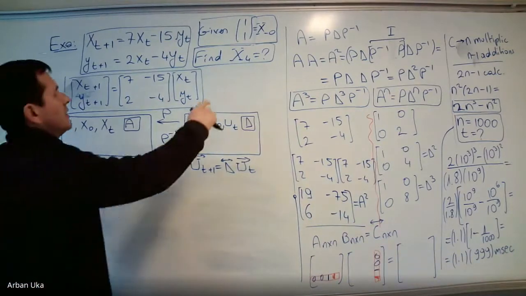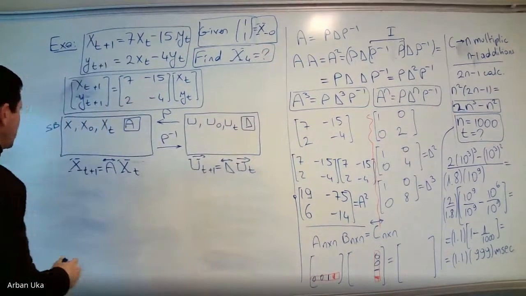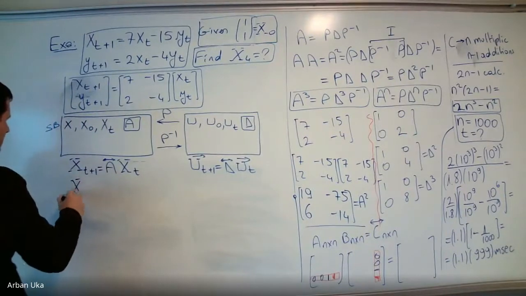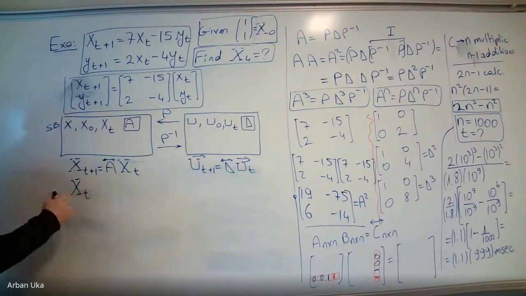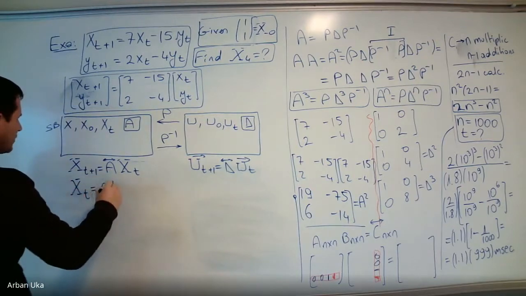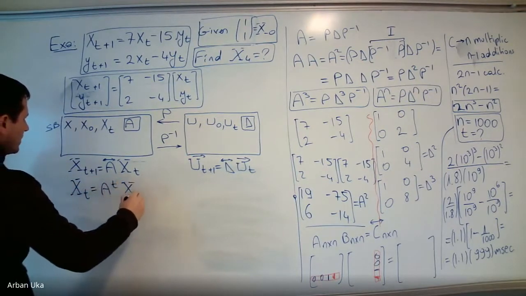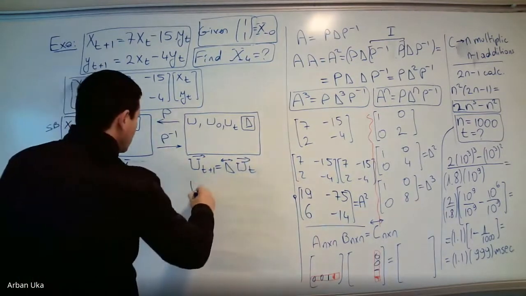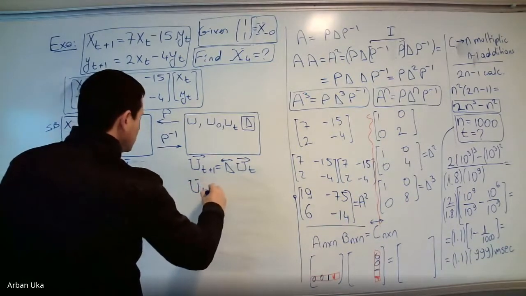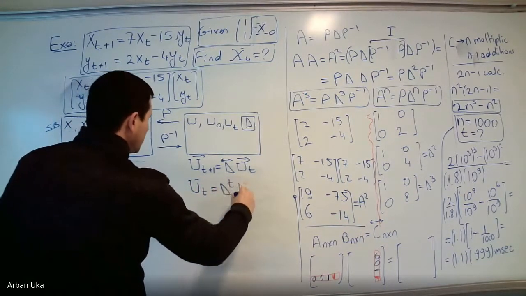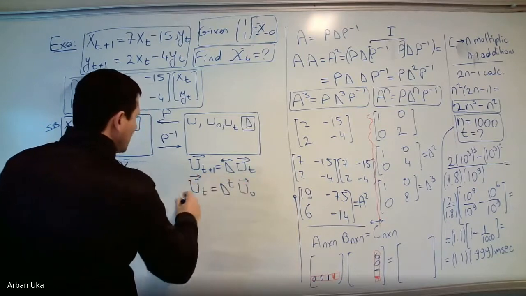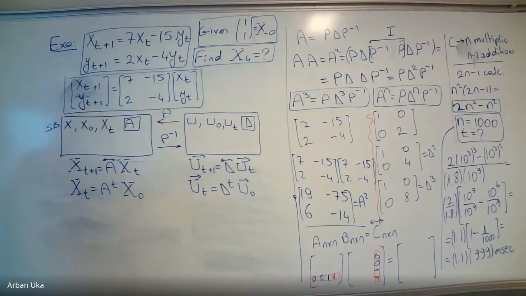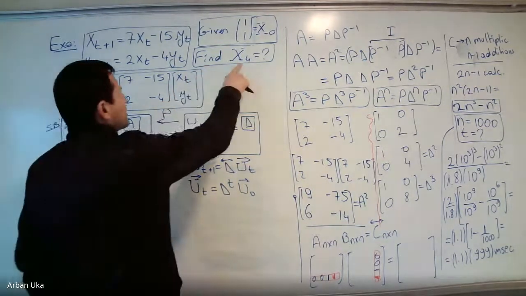Then, since we are given here an initial condition x0, we can also write the following. We can say that any vector x, which is composed by a pair of vectors x and y, would be equal to A to the power t times x0. Okay. Then, if we can write this, you know very well that we can also formulate a problem like this: u_t is equal to D^t times u0. Okay, so these are what we can record so far, and then the question is: find x4.